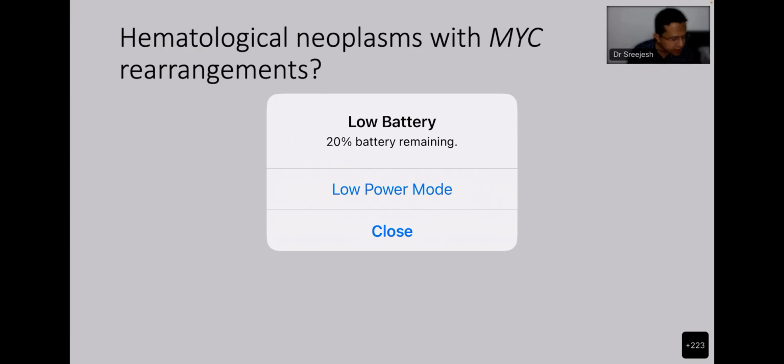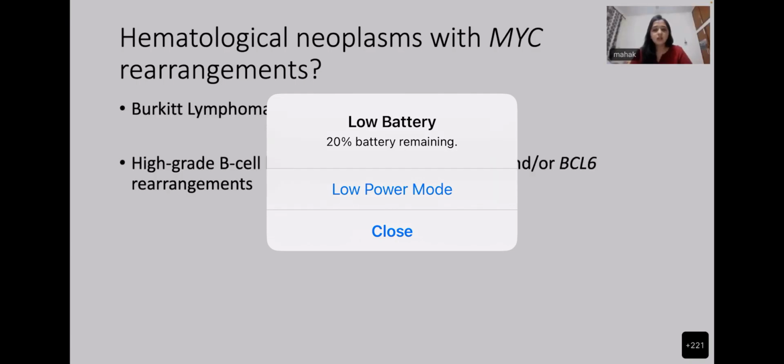Now my question to the next person, Purva. What are the hematological neoplasms with MYC rearrangement? Burkitt lymphoma. Yes. So MYC rearrangement means Burkitt lymphoma, or can it be something else? MYC rearrangement is not equivalent to Burkitt lymphoma. DLBCL, yes, you can have other high-grade lymphomas. DLBCLs can have isolated MYC rearrangement. You can have MYC rearrangement as part of double hit lymphomas, isn't it?